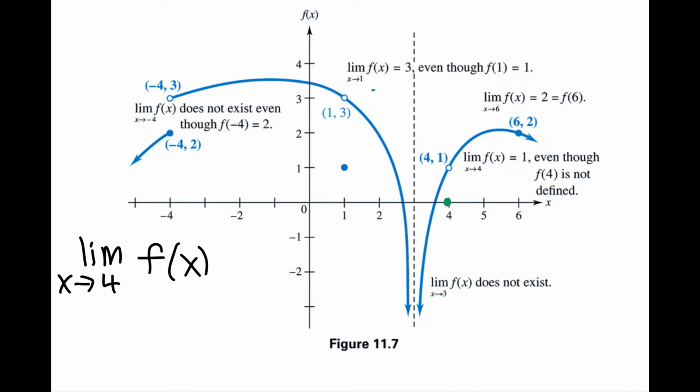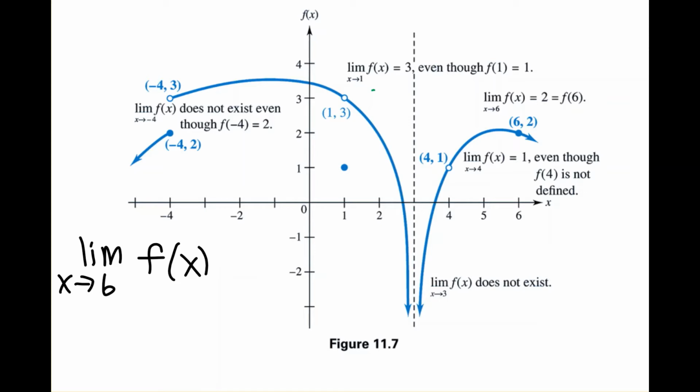Now let's find the limit as x approaches 4 of f of x. 4 is here. This is the behavior from the left, and the function values are approaching 1 to the left of 4. This is the behavior from the right, and the function values are approaching 1 to the right of 4. So we say that the limit as x approaches 4 of f of x is 1. Now if you look at 4, the function is not defined at 4 anywhere, and that doesn't matter. We don't care if the function is defined at 4 or not, we just care about the behavior around 4.